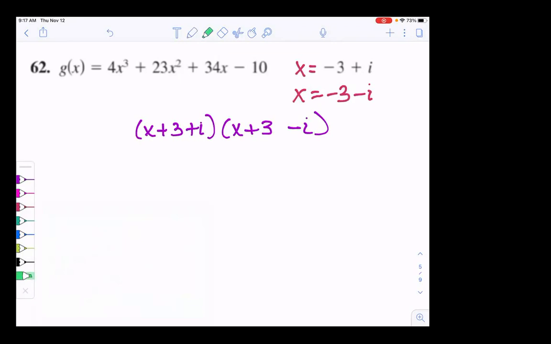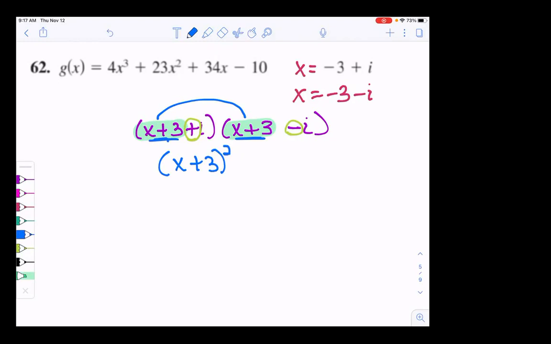And I can still see that these are conjugates. Here is the x plus 3 part, that's the same. The conjugate part is that plus and minus. We are going to use these conjugates and FOIL them together so that I can get an equation that they would have come from. And when I FOIL them, we're going to take this whole x plus 3 because that's the real part of it. We're going to group them together. So that's actually my first term. So x plus 3 times x plus 3.